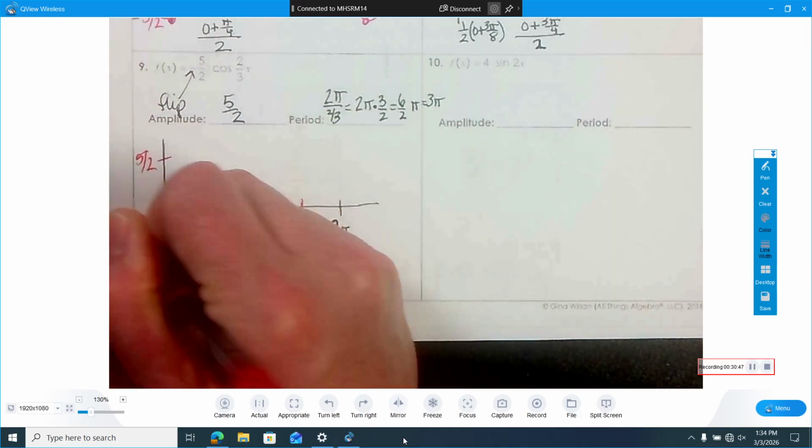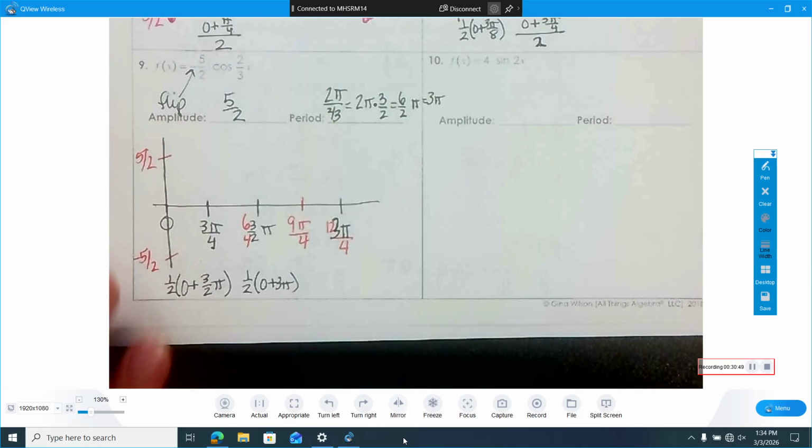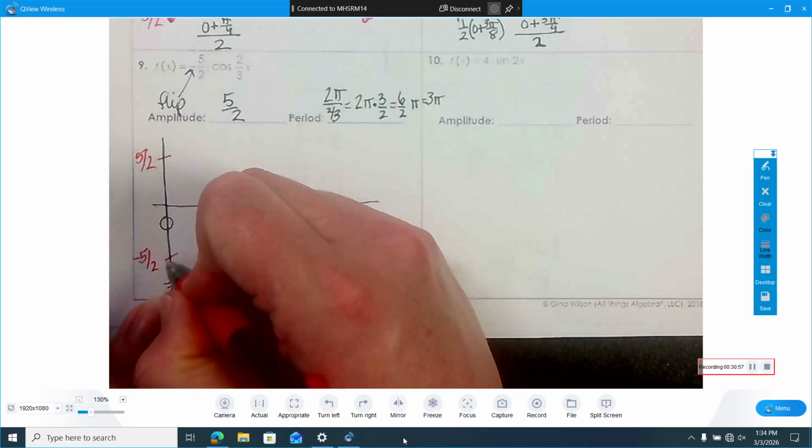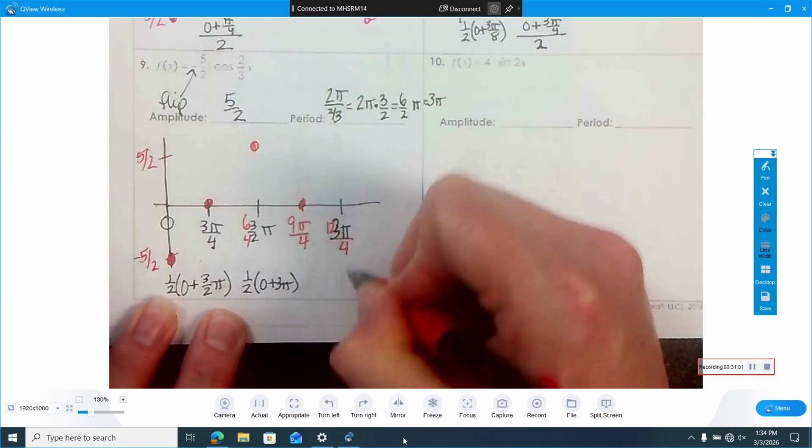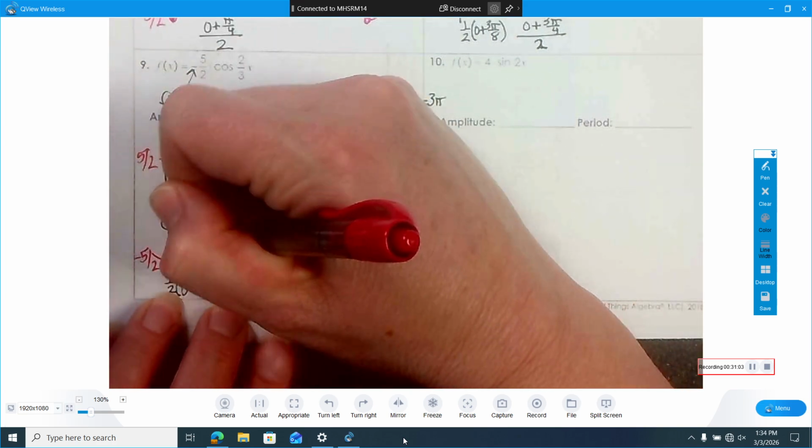All right, what's our maximum and minimum? 5 halves and negative 5 halves. Very good. And this is flipped, and we're singing the cosine song. So what's this song going to be? Low, middle, high, middle, low.